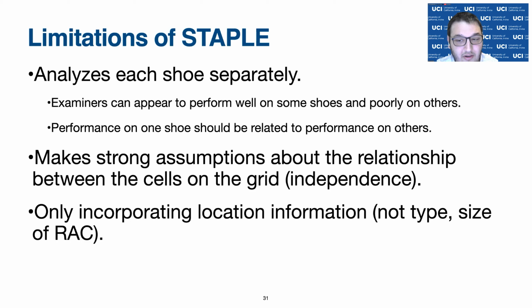Then we also make a strong assumption about cells: they're independent from each other. We'll touch on this a little bit more. And then again, I'm only using location. We do have type and size of RAC. We also have the orientation, which is not included yet.